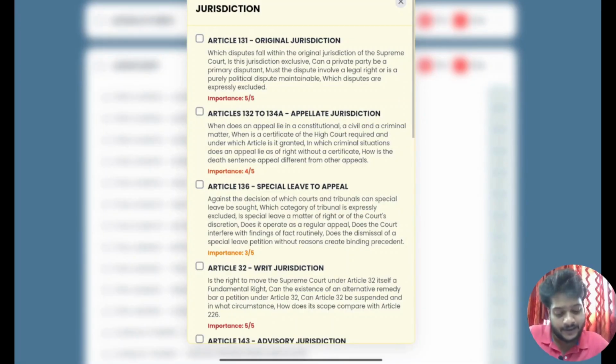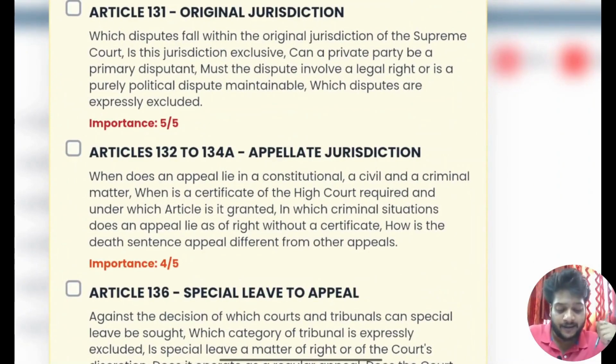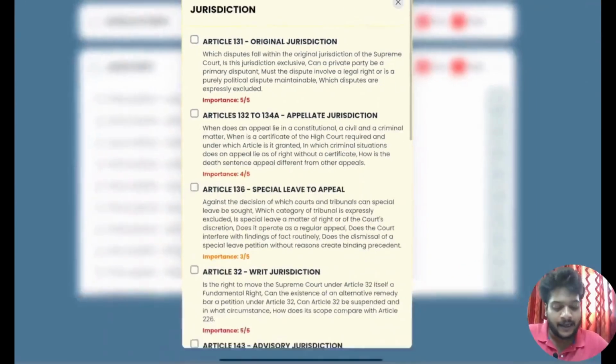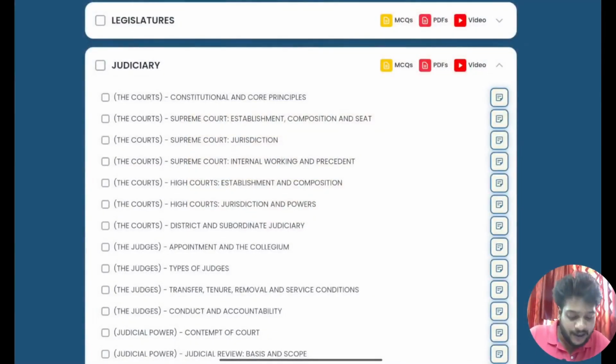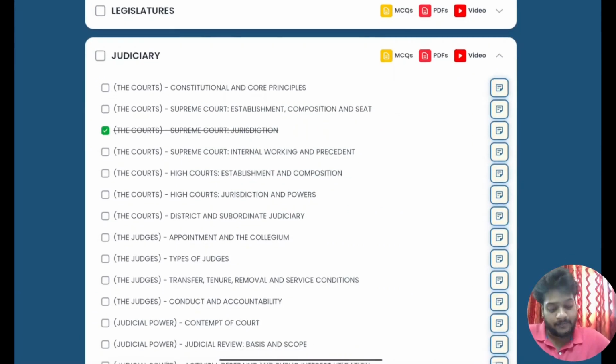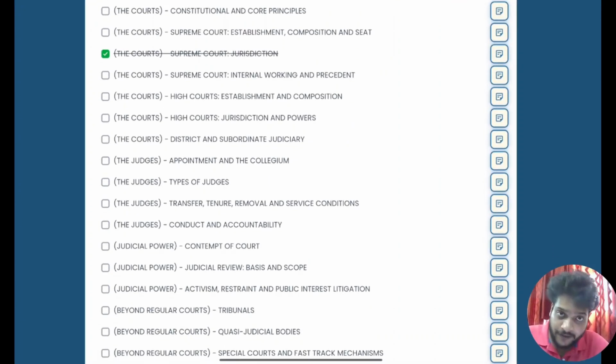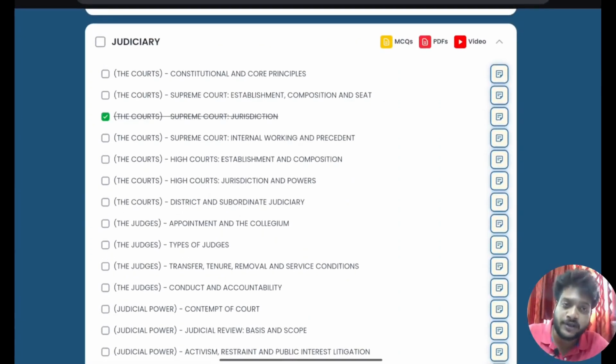If you can answer all of these questions for Article 131, then you can confidently tell yourself that, I have understood the original jurisdiction. I understand all of this. I can move on to the next concept. And concept by concept, you can cover all of these concepts. And once you've done all of the concepts, you have basically done a subtopic. And once you've done a subtopic, you can go to the next subtopic. And once you've covered all of them, then you can say, ठीक है, मेरा पूरा judiciary खत्म कर दिया.